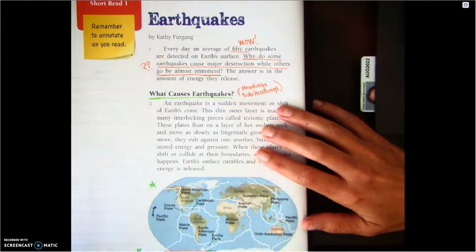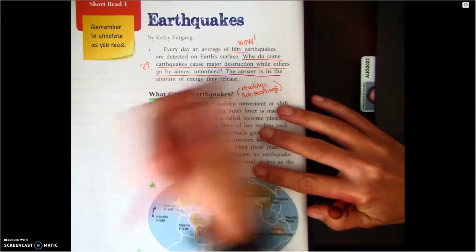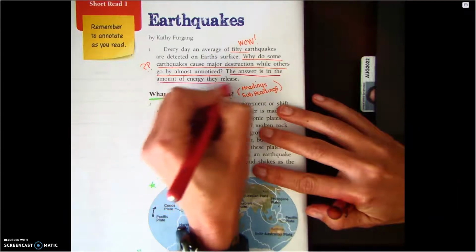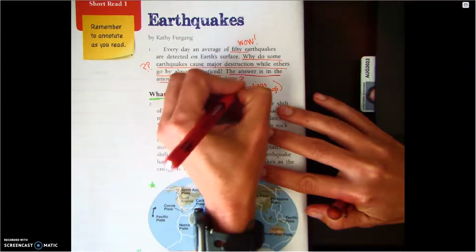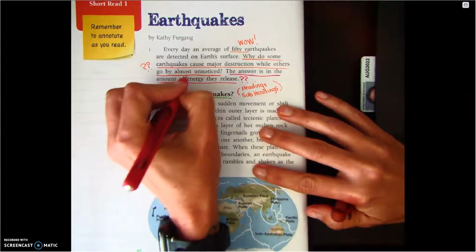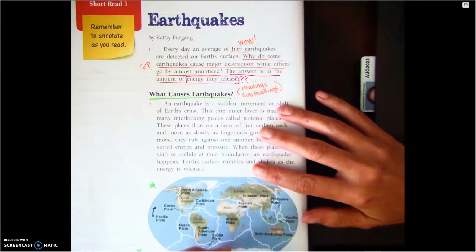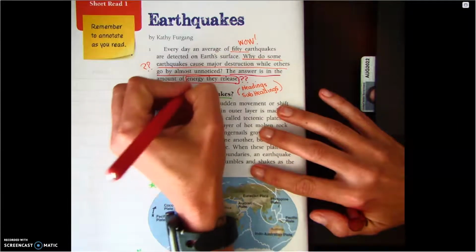And then this one says the answer is in the amount of energy they release. I'm not quite sure what that means, so I'm going to put some question marks. So the energy they release. Well, how do they do the energy? How do they do it? I'm going to put how.